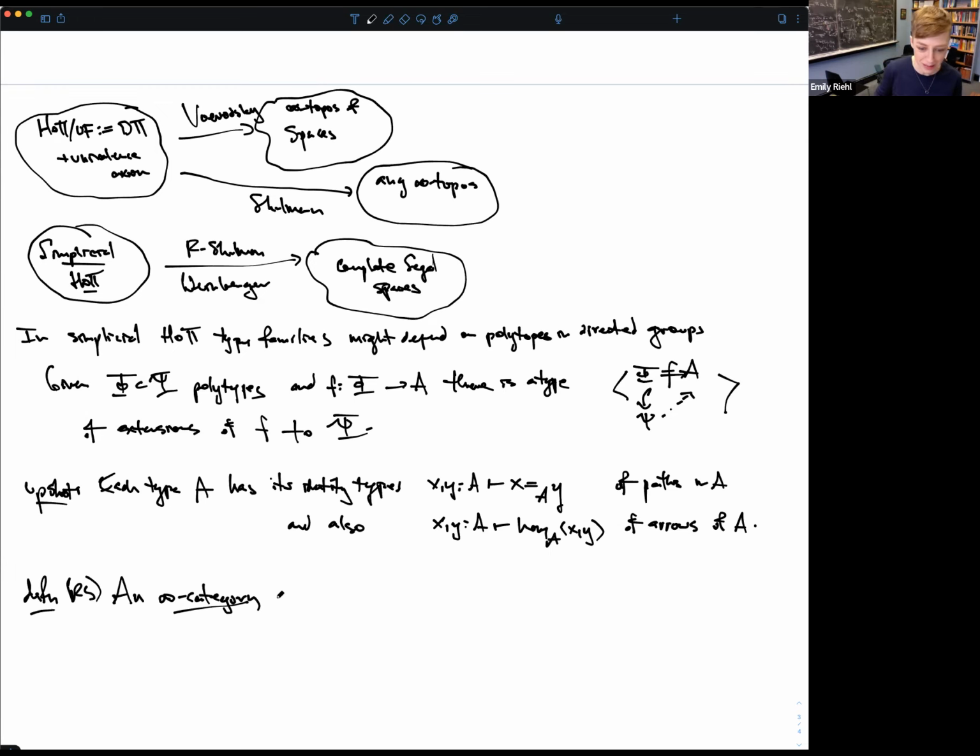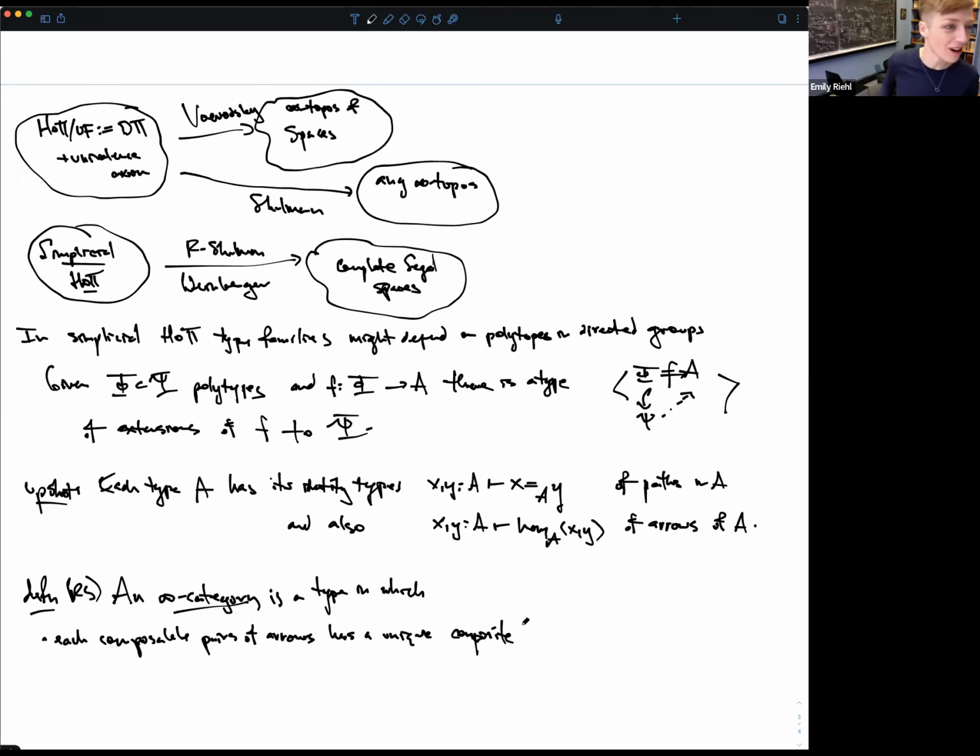In this new foundation system, I can define an infinity category as follows. An infinity category is a type in which two things are true. Firstly, each composable pair of arrows has a unique composite. This is what's true in ordinary category theory: for a one-category, it's certainly the case that a composable pair of arrows has a unique composite, specified as part of the one-category structure.